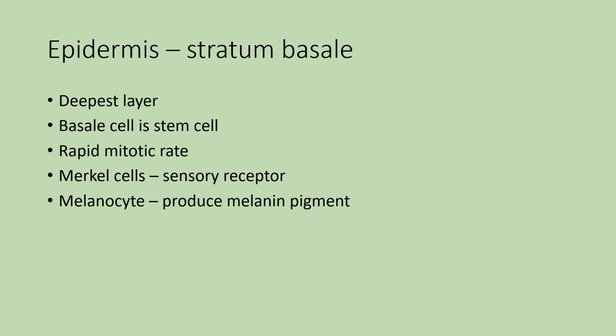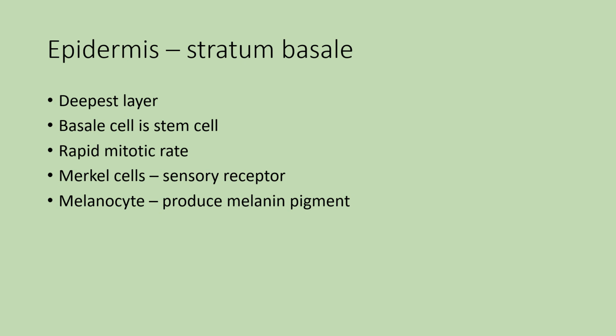So the stratum basale, that is the deepest layer. The basal cell is the stem cell. And so it's going to go through mitosis very quickly. One cell remains. The other daughter cell will be pushed upwards. The cell that remains goes through mitosis, pushes one cell up, one remains. It just keeps going at a fairly rapid rate compared to other areas of the body.